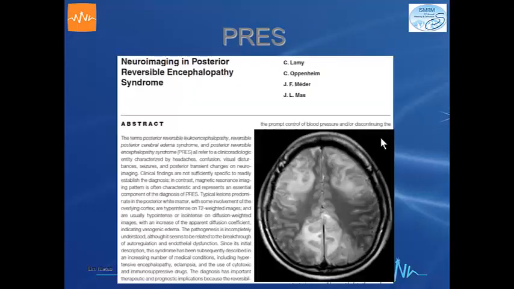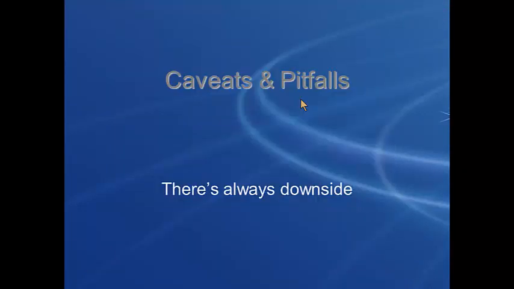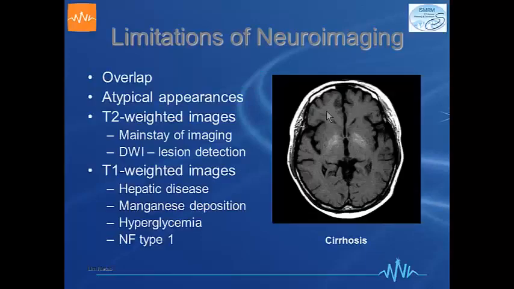PRES is also a metabolic disease, primarily affecting the white matter, but also encroaching onto the gray matter. These patients are typically going to do well because it's posterior and reversible, but bear in mind that some cases, especially those that hemorrhage, don't do as well as the straightforward cases. So there's always caveats and pitfalls.